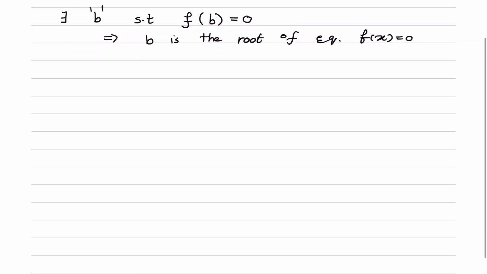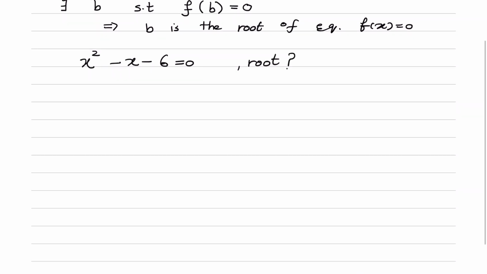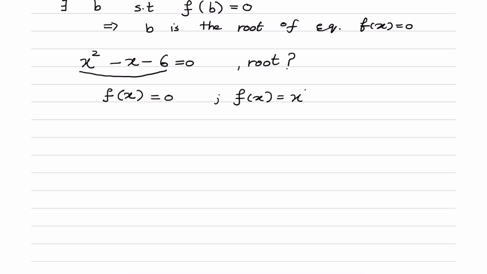For example, if the equation is x square minus x minus 6 is equal to 0 and you have to find its root, means you have to find some x that you plug in this equation and it gives 0. So first step, we call this whole thing as f of x. Then this equation is f of x equal to 0, where f of x is x square minus x minus 6.